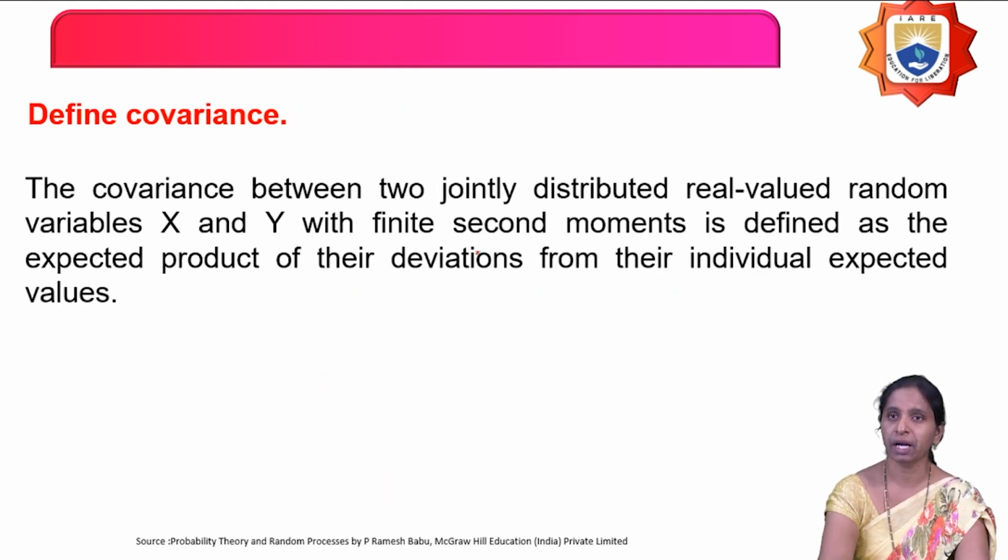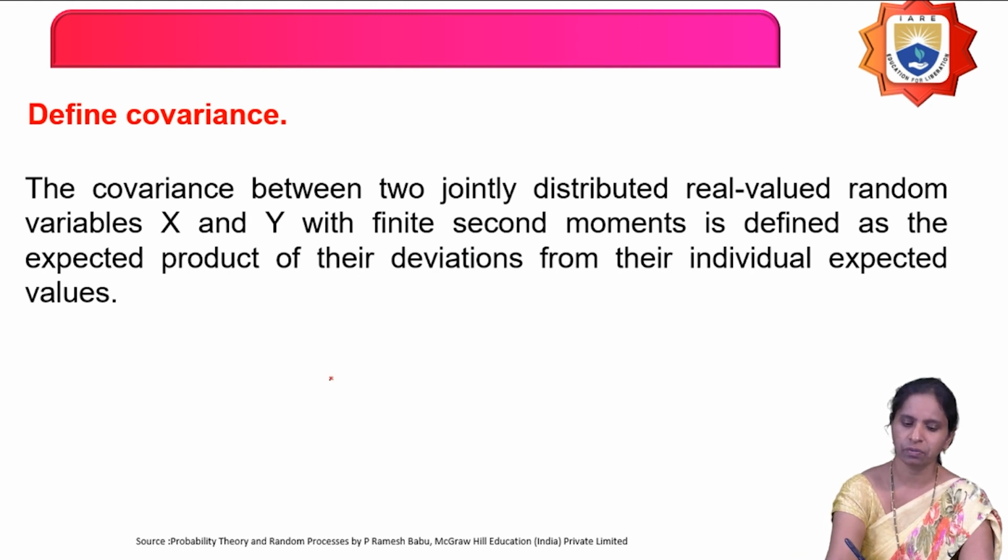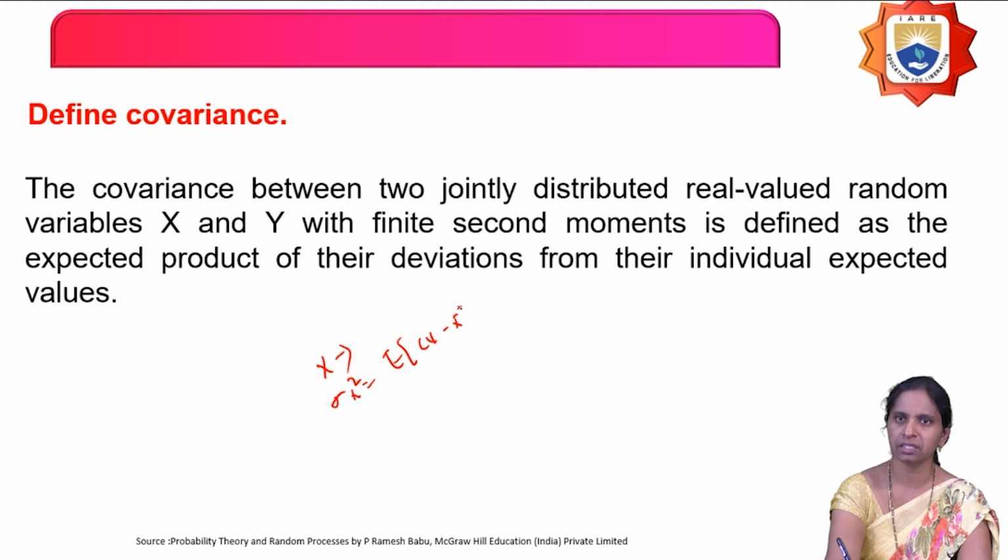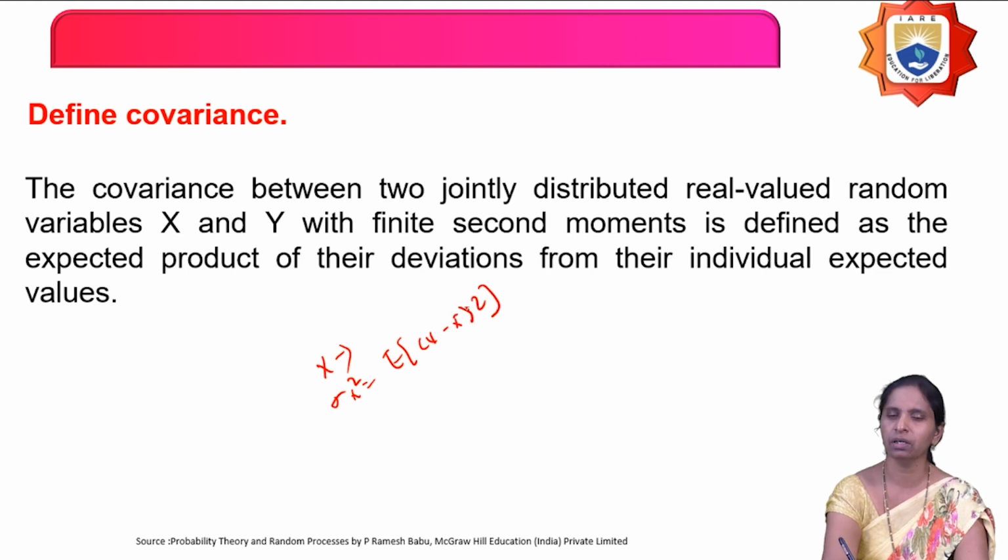Next one is define covariance. So what is a covariance? We have seen the variance, and what is the variance of random variable x? Sigma x square is nothing but the expectation of (x minus x bar) whole square, which is called the variance of a random variable x.